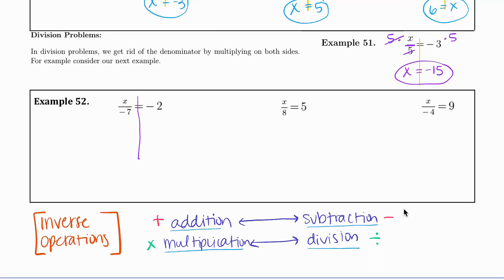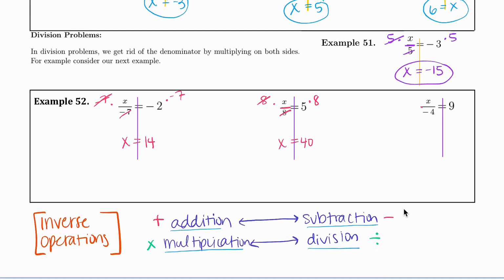Okay, a few more division examples. We have x divided by negative 7 equals negative 2. If we want to undo that division, multiply by negative 7. Those two cancel, and I'm left with x equals positive 14. Second one, x divided by 8 equals 5. We want to undo this division, so we're going to use multiplication. Multiply both sides by 8. And I'm left with x equals 5 times 8, or 40.